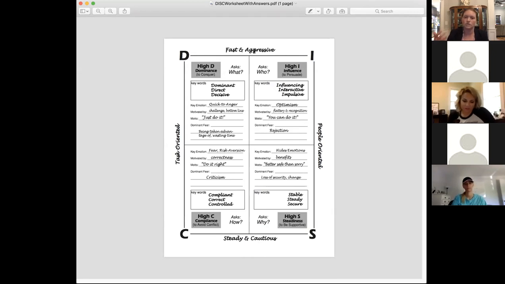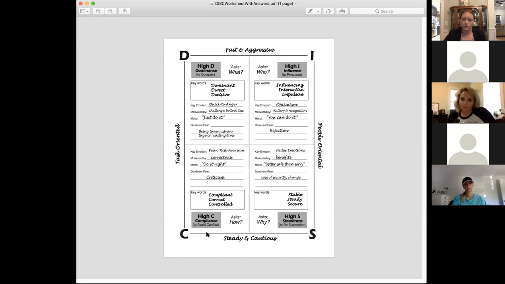They're going to take charge. They're more aggressive types of personalities. Your high S's and C's are a lot more steady and cautious, and so they're going to go at a more methodical, reserved pace. That doesn't mean that they can't move fast. It just means that the way their minds are working, they're going to be a little bit more cautious around things.